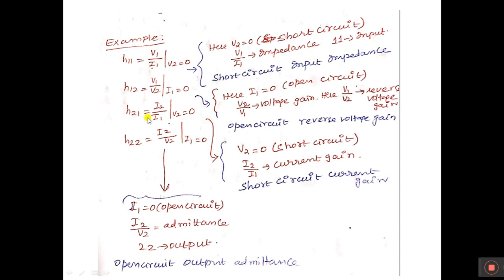Next, H21. Whenever V2 equal to 0, that is called a short circuit. I2 by I1 is called current gain. So we can say H21 is the short circuit current gain. Finally, H22, that is I2 by V2 whenever I1 equal to 0. I equal to 0 means open circuit. I by V means admittance. 22 means output. So we can say H22 is the open circuit output admittance.